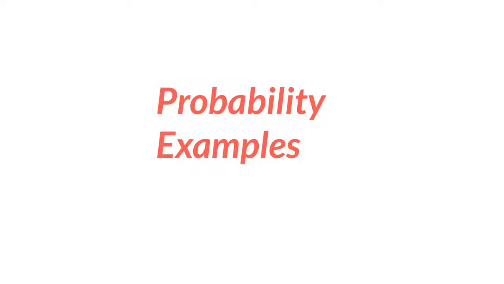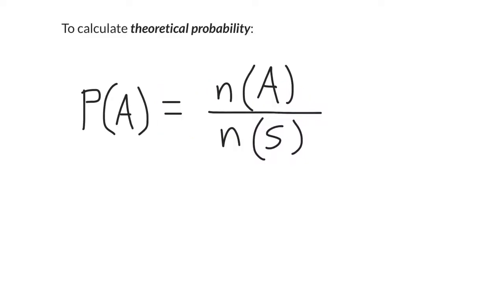There are different ways to solve problems that involve probability. In all of the following examples, we're going to be using this equation. To calculate the probability that event A occurs, you need to take the number of ways that event can happen and divide by the number of possible outcomes in the sample space.